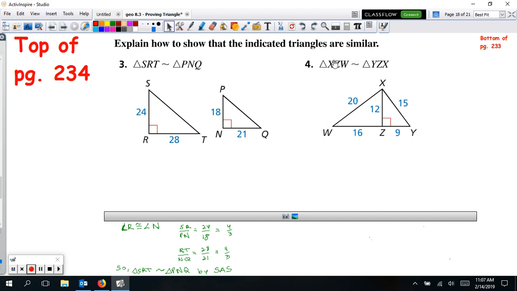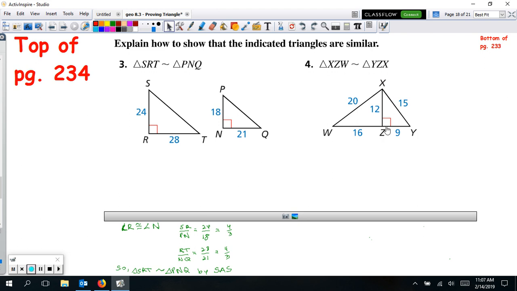Now for this next one, number 4, I'm going to have you put this one on the bottom of page 233. So if you flip back one page, right underneath the SSS, there's a little section of notes there. Go ahead and copy this figure down as well. This one might be a little more challenging. It only gives us side lengths, not necessarily any angles.